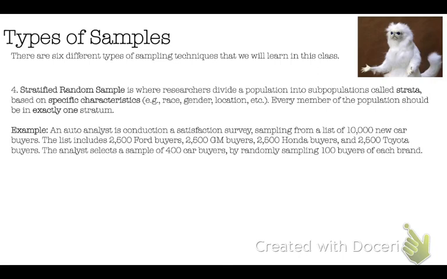So an example, we have this auto analyst, and they're conducting a satisfaction survey, sampling from a list of 10,000 new car buyers. So there's 2,500 Ford buyers, 2,500 GM, 2,500 Honda, and 2,500 Toyota. The analyst selects a sample of 400 car buyers by randomly sampling 100 buyers from each brand. So that makes sure that we get 100 from each, so we have a little diversity there. But then that would be the stratified random, because they were broken up into groups or strata, and then we pick some from there.